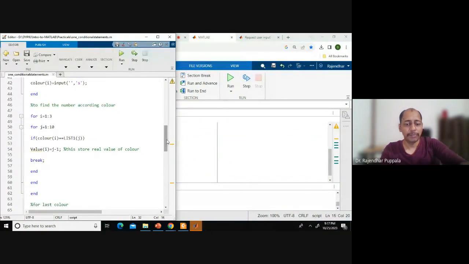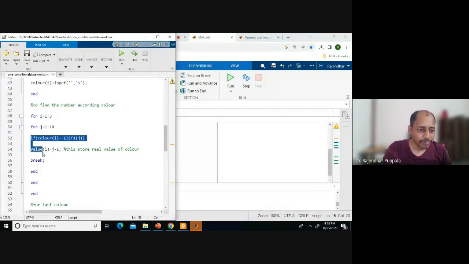After that, it will break and it will continue for the second resistance value. So inside one for loop, we are using one more for loop, and inside that for loop, we are using one more if condition. These types of loops are called nested loops.